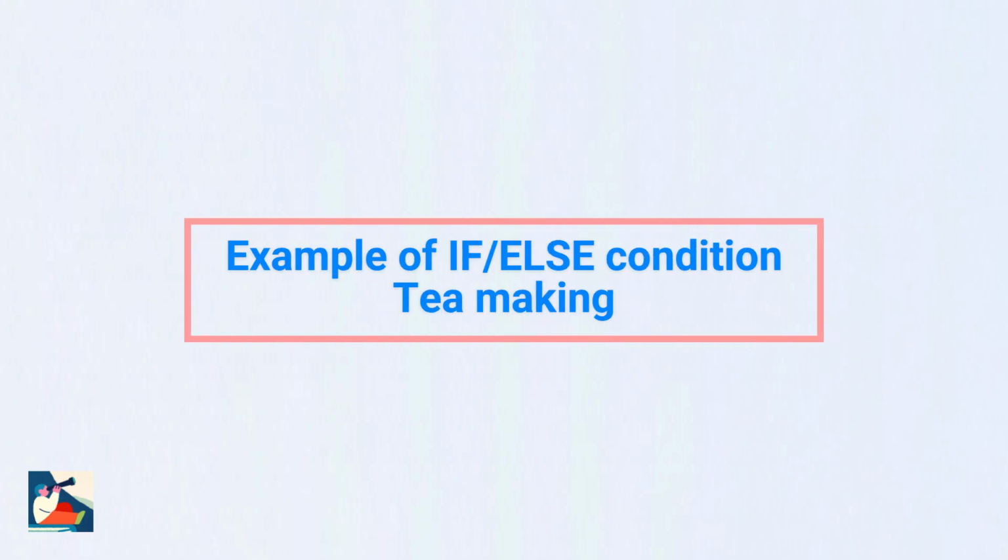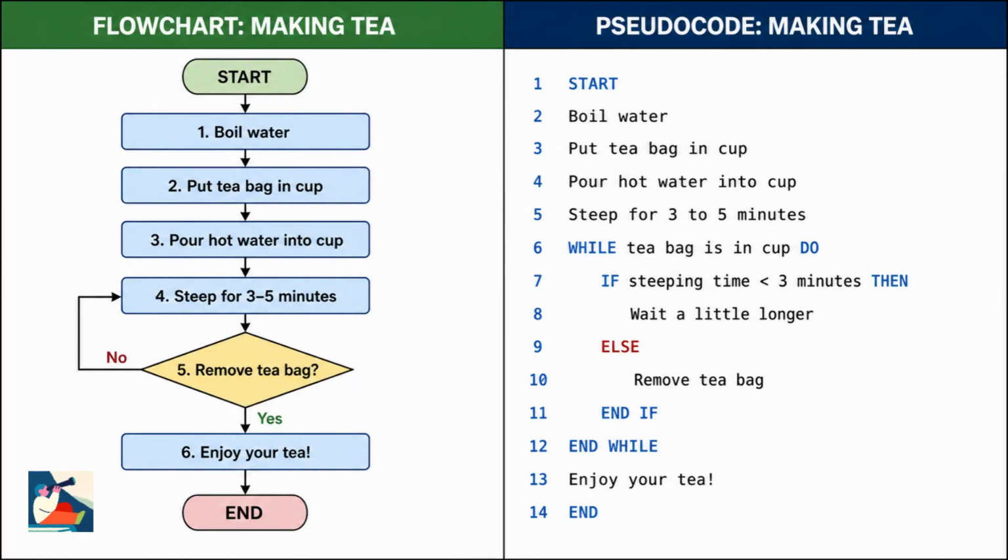Example of an if/else condition: tea making. Let's make tea. The flowchart says: Start. Boil water. Put tea bag in cup. Pour hot water into cup. Steep for 3 to 5 minutes. Condition statement: remove tea bag. Enjoy your tea. And in pseudocode, it's the same except for the rectangle step.